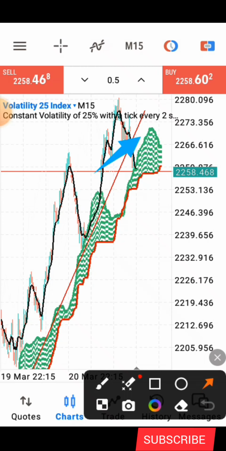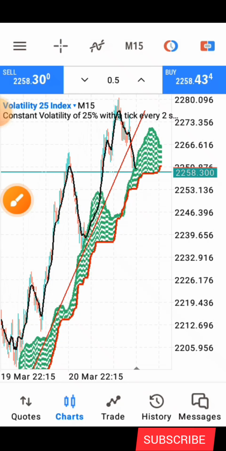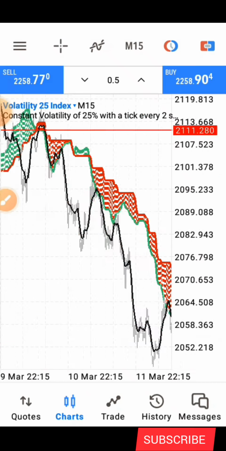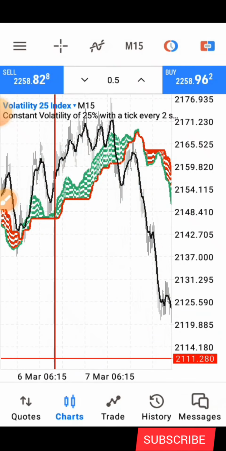So if you use this strategy, guys, you are going to make a lot of money. This is a very good strategy. Make sure you backtest this strategy. All right, so this is for bullish market. So let me show you some examples on the bearish markets. Let's go back and see how it plays out on the bearish market.